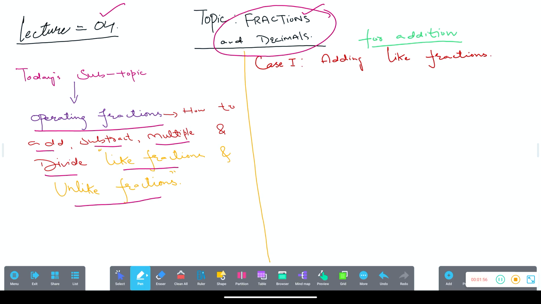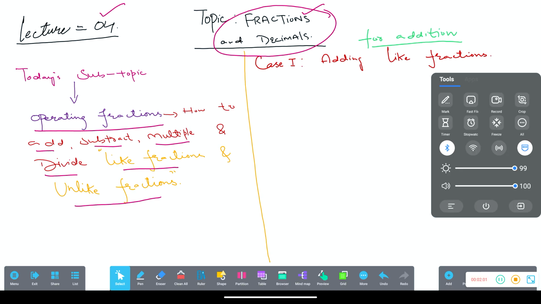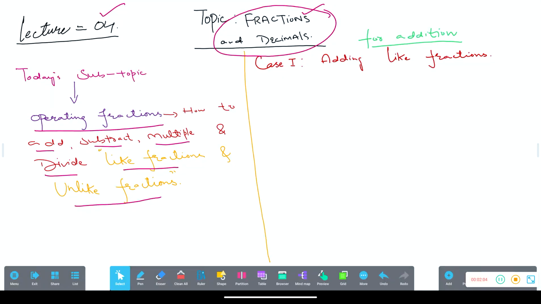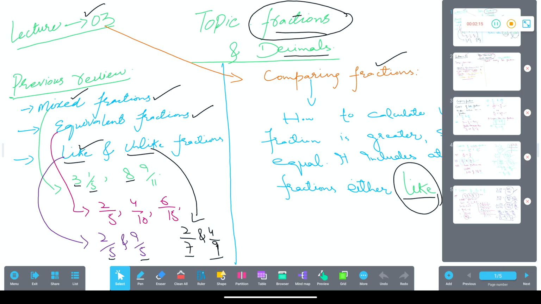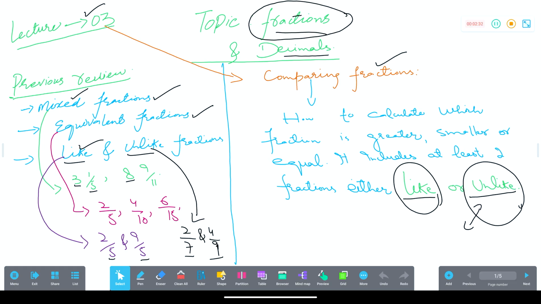But before this, let me go back to what we have done in lecture number 3. Let me show you what actually we did in the previous lecture. During lecture number 3, we did mixed fractions. We came to know about the concept of equivalent fractions, like and unlike fractions, very important. So today we are going to deal with these types of fractions.